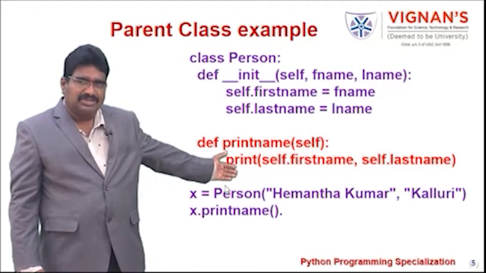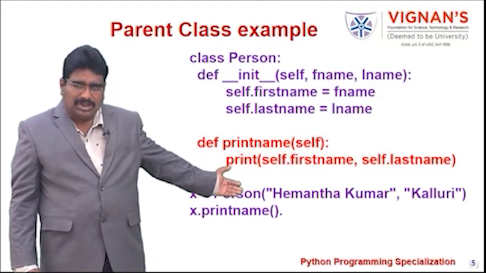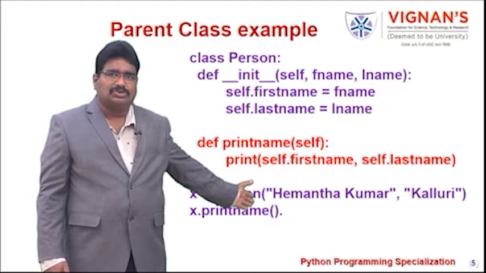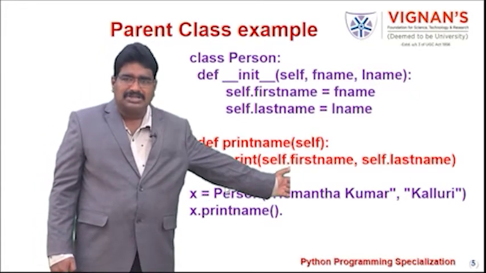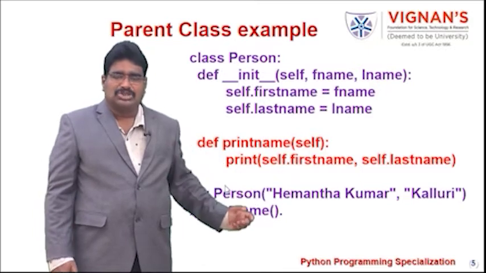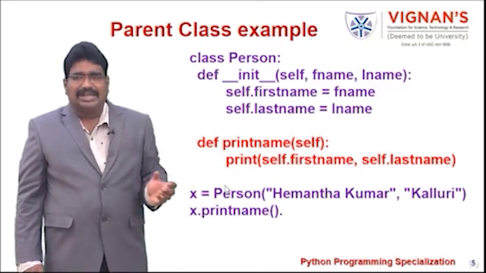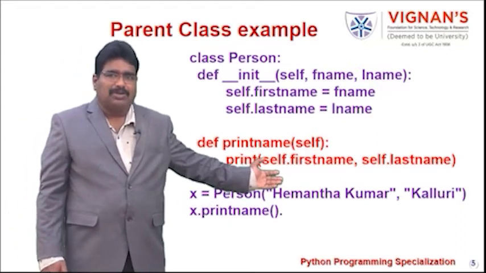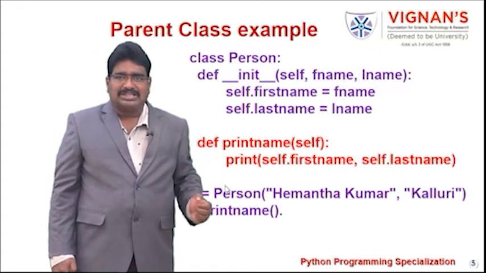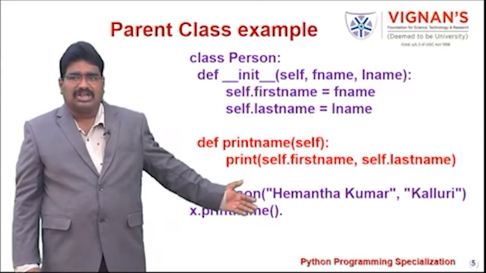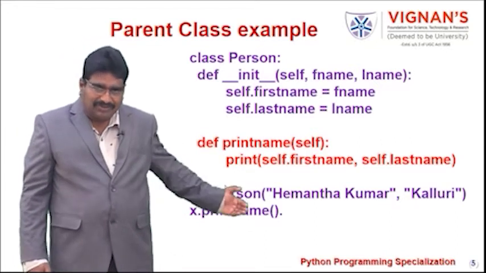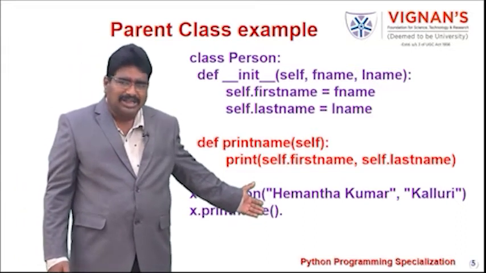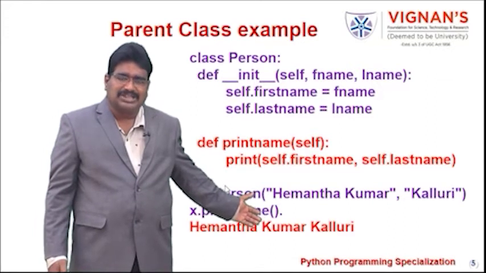Now we discuss how to create an object and how to use the print name method. Here in this example, x is equal to Person, and we pass two arguments. The fname is Hemanta Kumar and lname is Kalluri. So automatically it creates an object. The object name is x, and the x object's first name attribute contains Hemanta Kumar and the last name attribute contains Kalluri. Now we try to use the print name method. It is a simple one. x.print name automatically displays Hemanta Kumar Kalluri as the output on the screen.